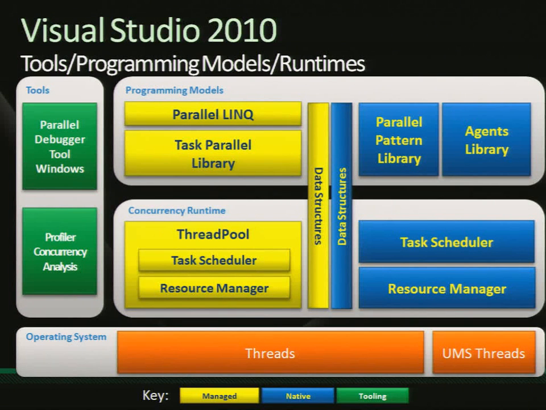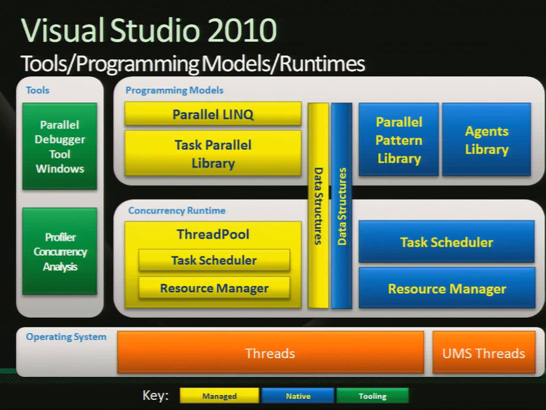Both the native and managed models have a collection of data structures for doing coordination and synchronization, the bread and butter type stuff that you have to do in parallel applications today: synchronizing across a lot of threads with particular patterns, doing producer-consumer patterns, all that kind of stuff. We have solutions for that in both the data structures and, on the native side, in the agents library. And then all of this work sits on top of the runtimes.